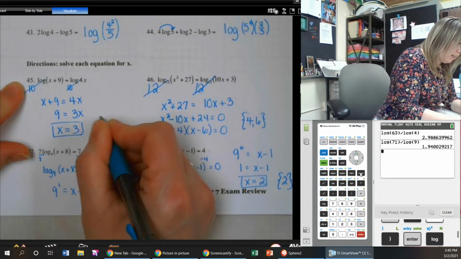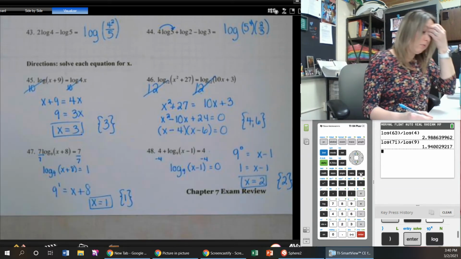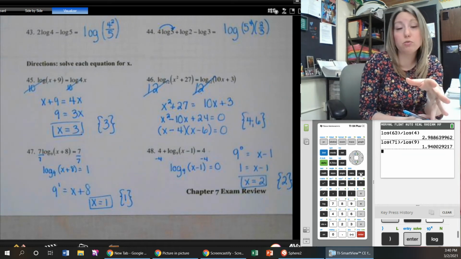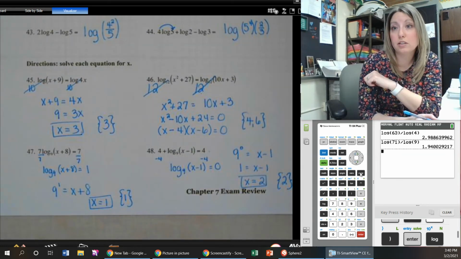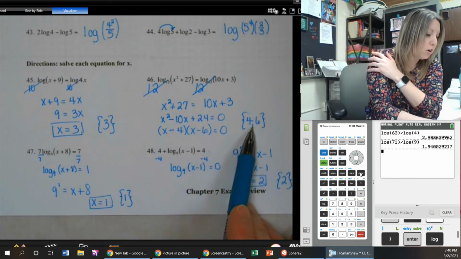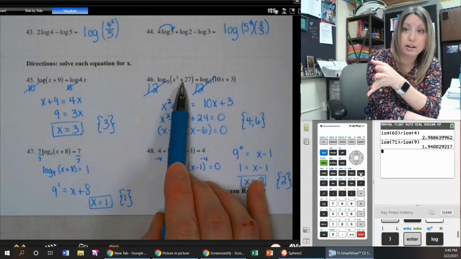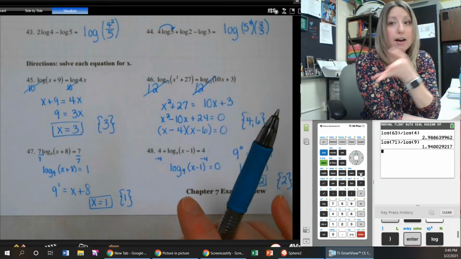And again, I did it. I need French curly braces. There we go. If you have an extraneous root, don't include it in the French curly braces. These both happen to work and keep this positive, so I got to keep them both. But if they didn't, I'd have to reject.